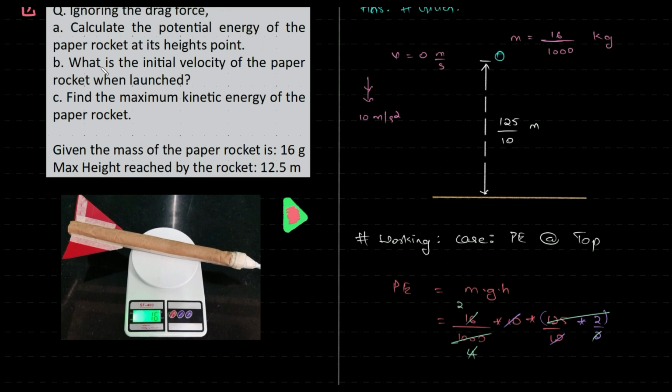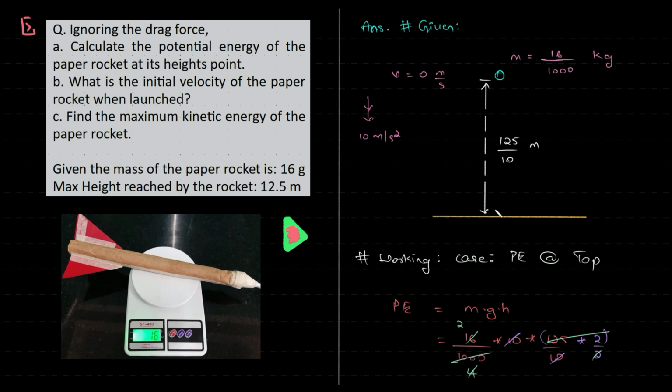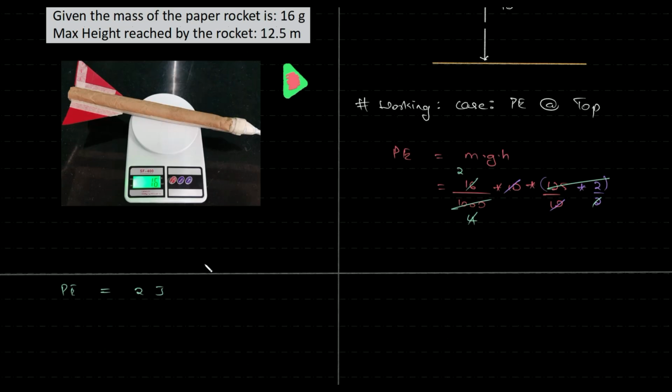Next question is, what is the initial velocity of the paper rocket when launched? It's quite simple. When I'm launching, we are taking that there's no drag force. All of the kinetic energy gets converted to potential energy at the top. Means the kinetic energy that was there initially got converted to potential energy. So the kinetic energy initially, when it's launched, has the same energy. So kinetic energy is equal to 2 joules. Since we know the kinetic energy, we can find the velocity. Let me talk about this case: initial velocity.